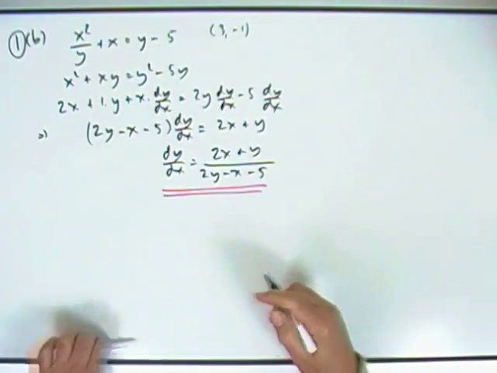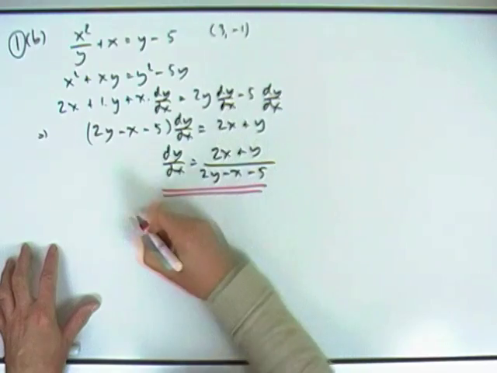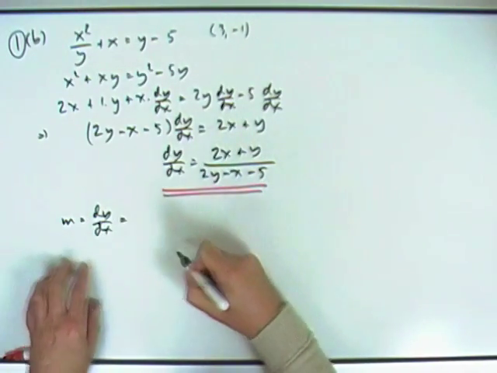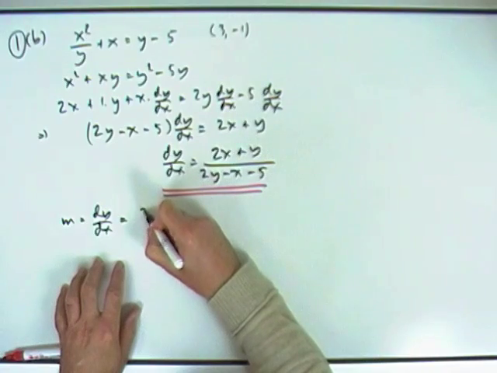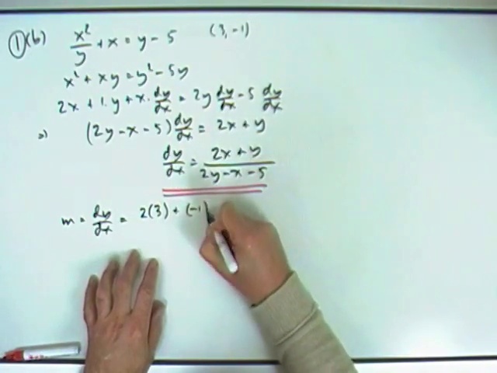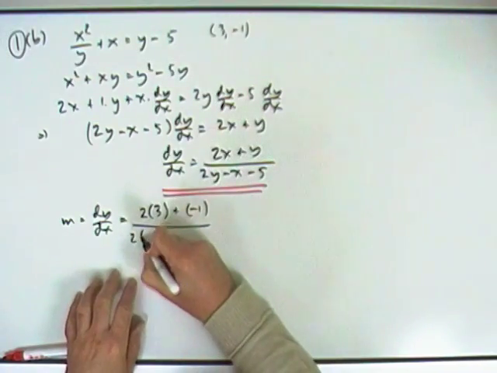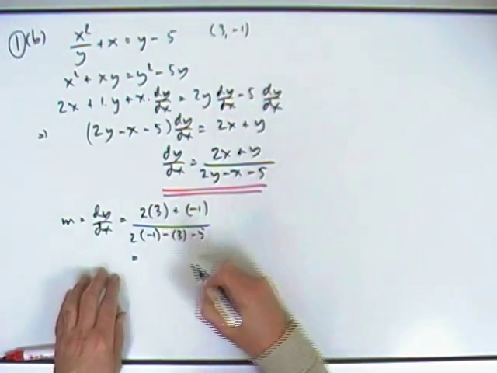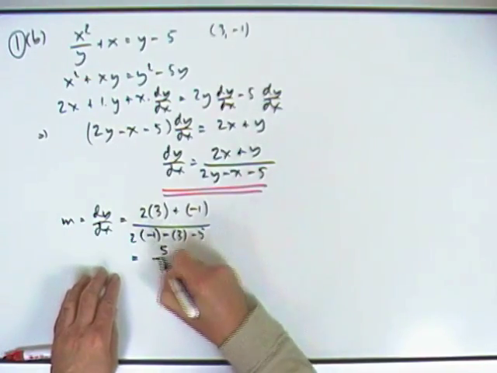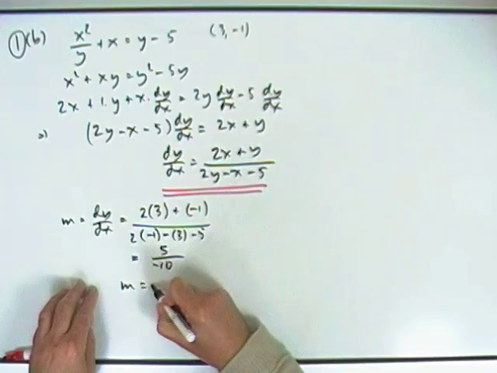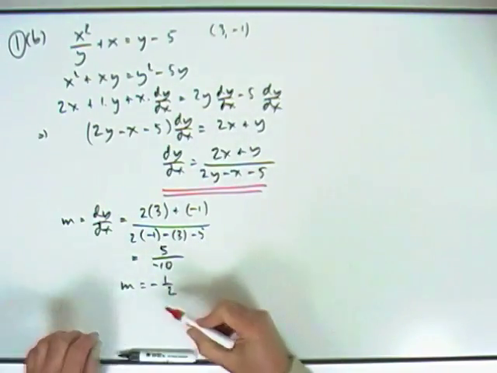Then the second part is, what's the value of the gradient? Well, the gradient will be equal to that, which will be 2 times 3, plus negative 1, over 2 times negative 1, minus that 3, minus 5. So that's going to be 6, take away 1 is 5, over that lot comes to negative 10, so the gradient is going to be negative a half.